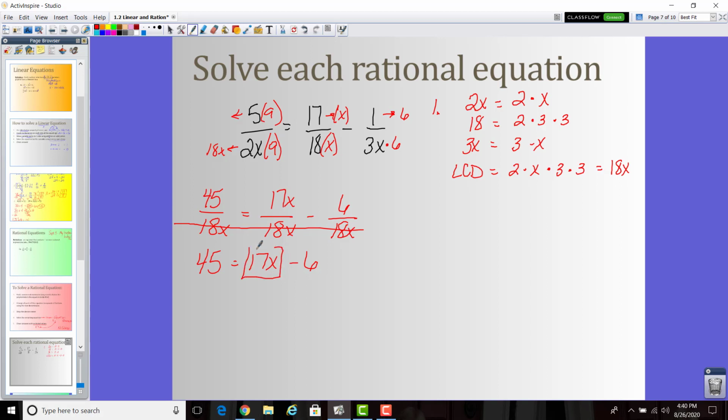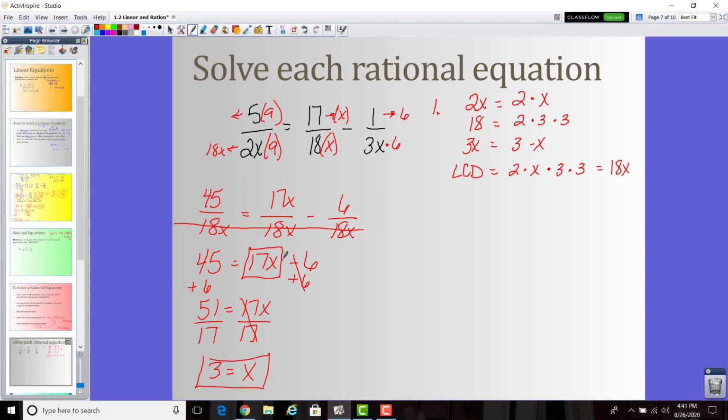No distributive property, no combining my terms. My variables are on the right, so I'm going to move the -6 over to the left by addition. I get 51 equals 17x. 17 is multiplying by x, so the inverse of multiplication is division when it's a whole number. So x can equal 3.